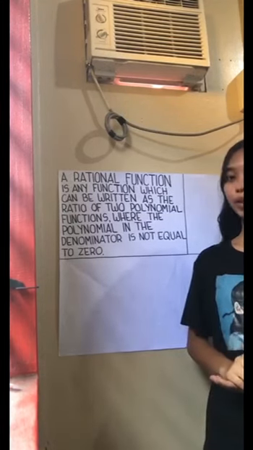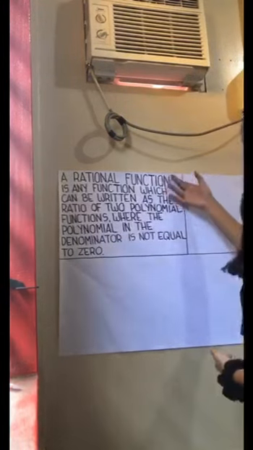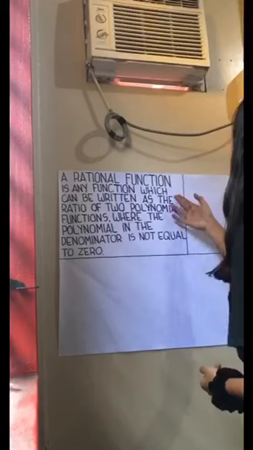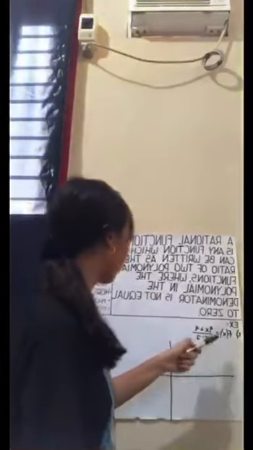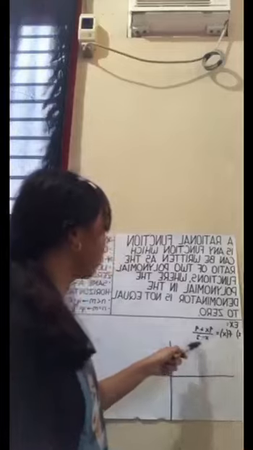Let me introduce you to what a rational function is. A rational function is any function which can be written as the ratio of two polynomial functions, where the polynomial in the denominator is not equal to 0. So let's try to get the intercepts, zero, and asymptotes of this rational function: f of x equals (4x + 4) over (x - 2).